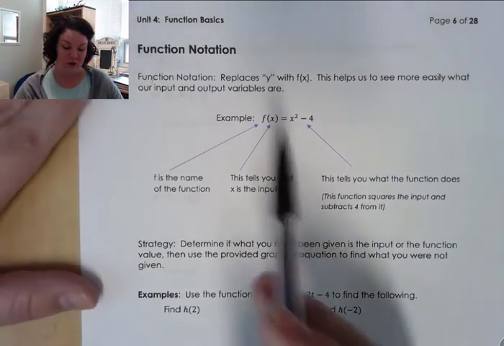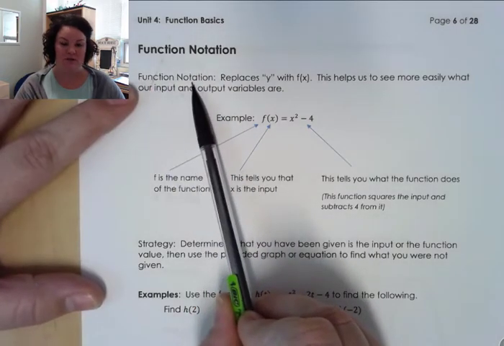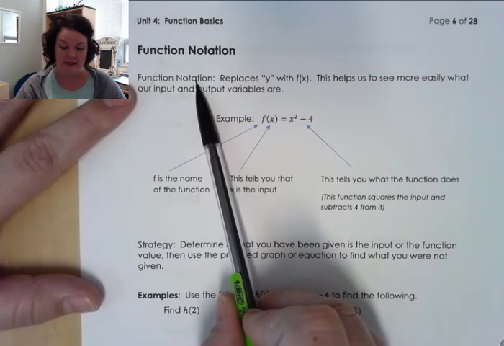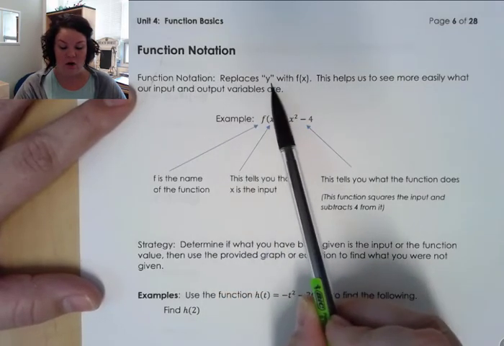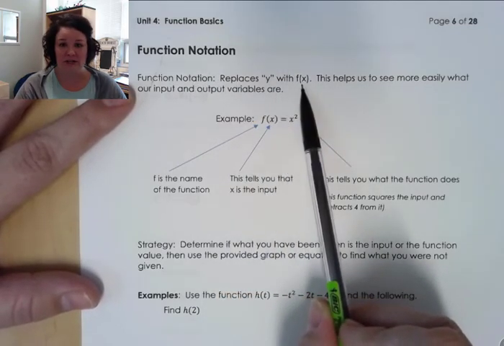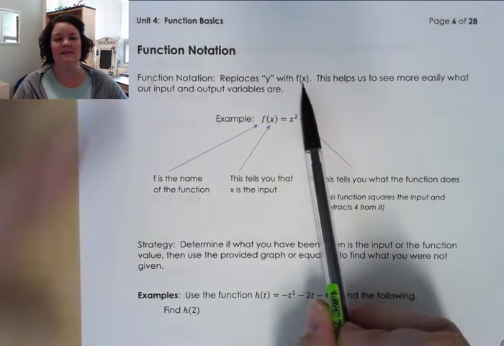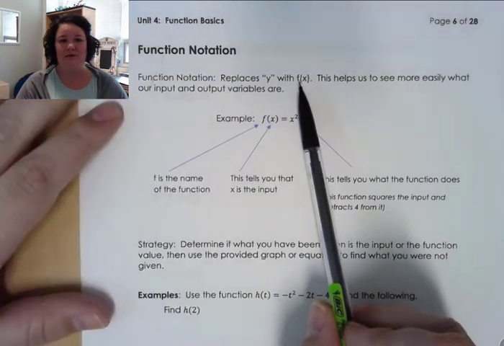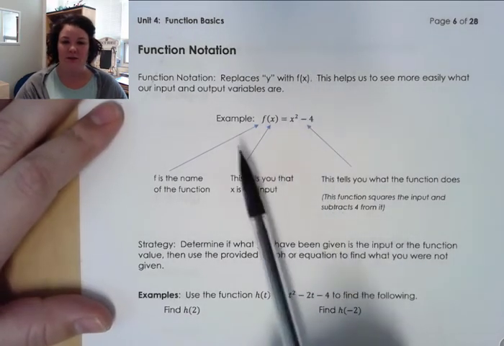Okay, so when we look at function notation, basically what that means is we still have just an equation with x's and y's, except we're replacing our y with f of x. That's our notation, okay? And this helps us to see what is input and what is output, versus x's and y's. So here's our example.